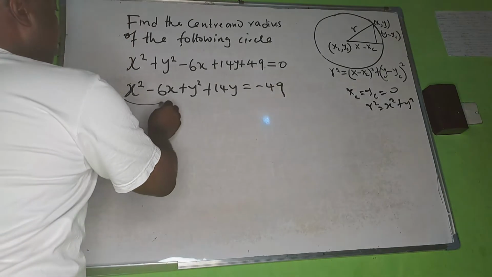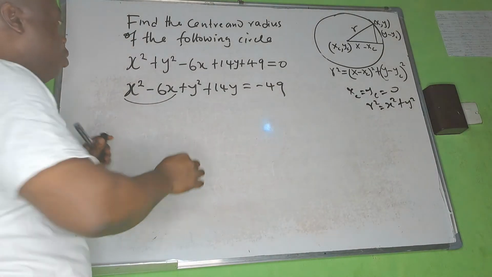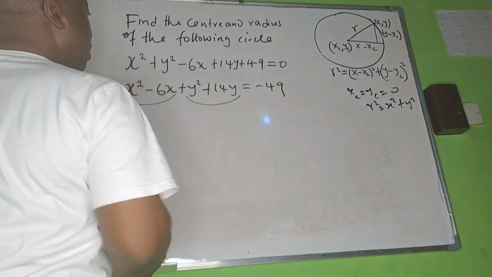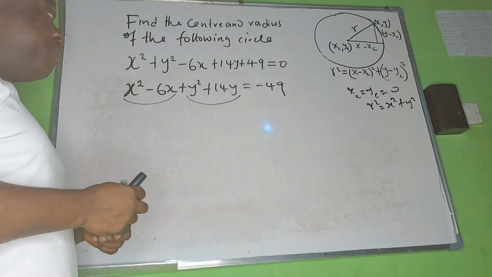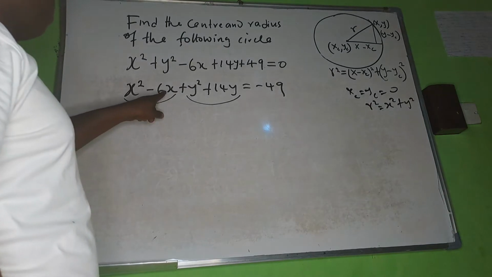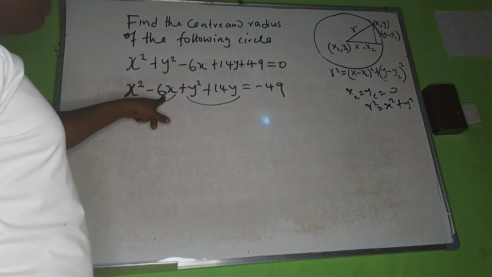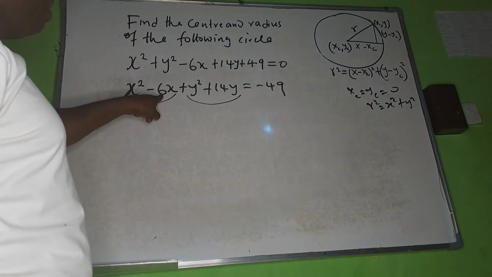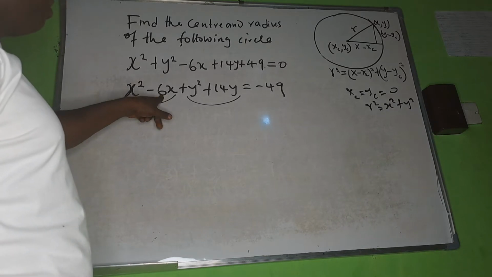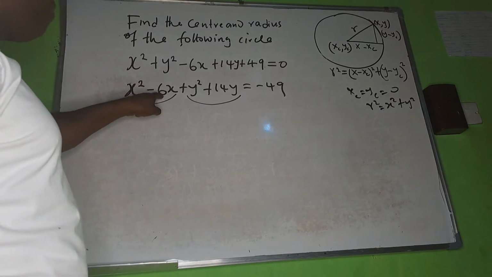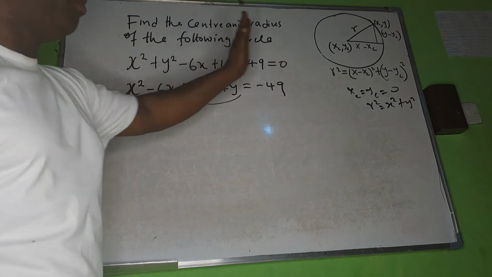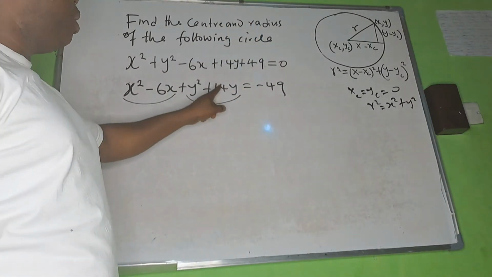So I will complete the square of these two terms. To complete the square simply means you find out what the coefficient of x is, in which case the coefficient of x is minus 6. Then you add the square of half of the coefficient of x to both sides of the equation. Do the same thing for the coefficient of y.